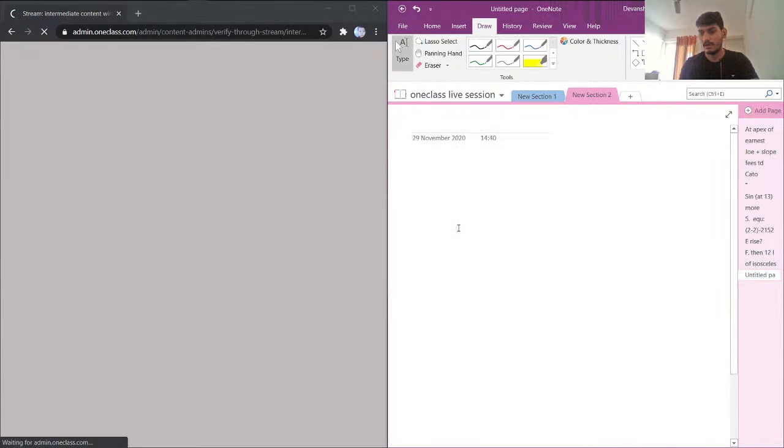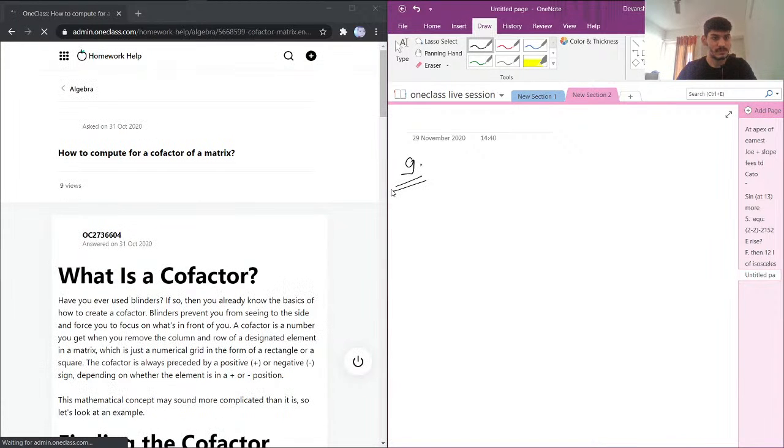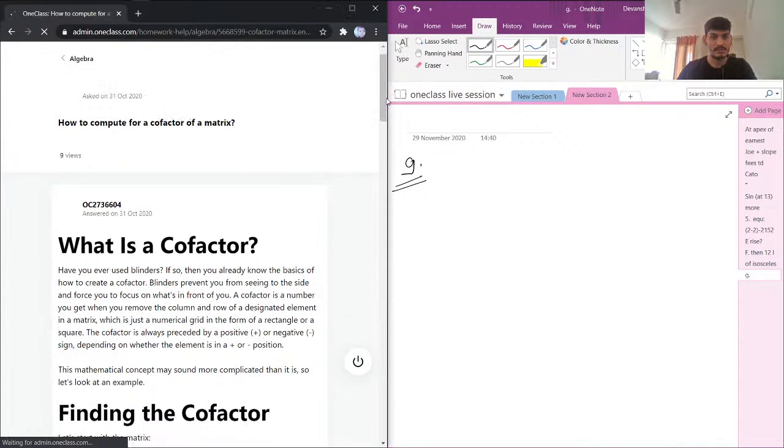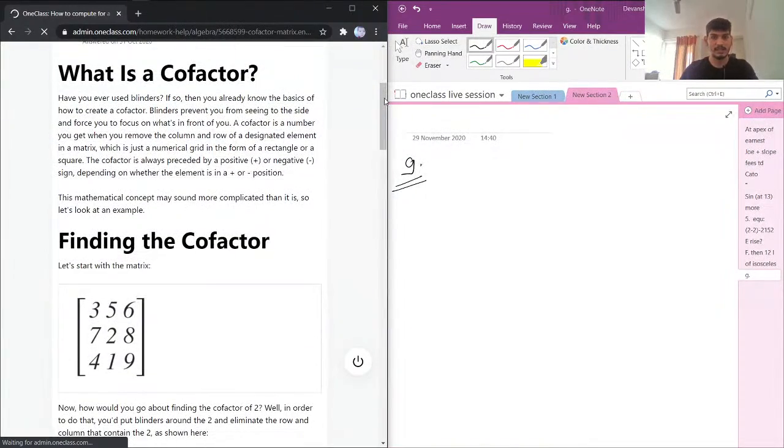Then we have ninth question. Question number 9. How to compute a cofactor matrix. Now this is going to be a lengthy solution.